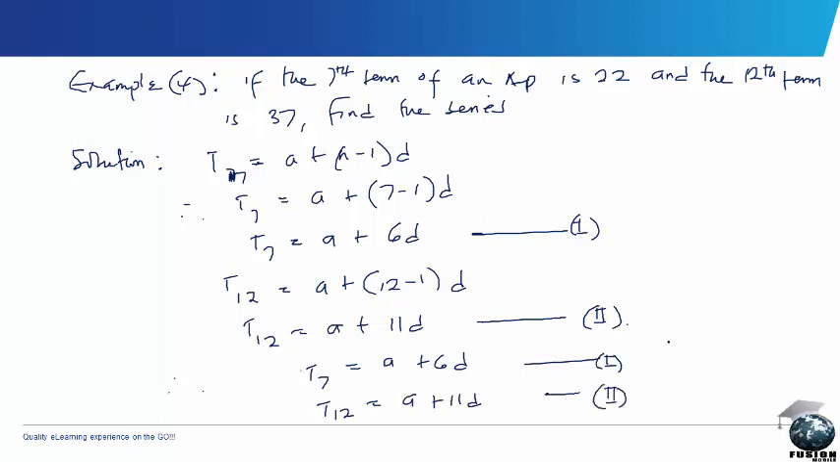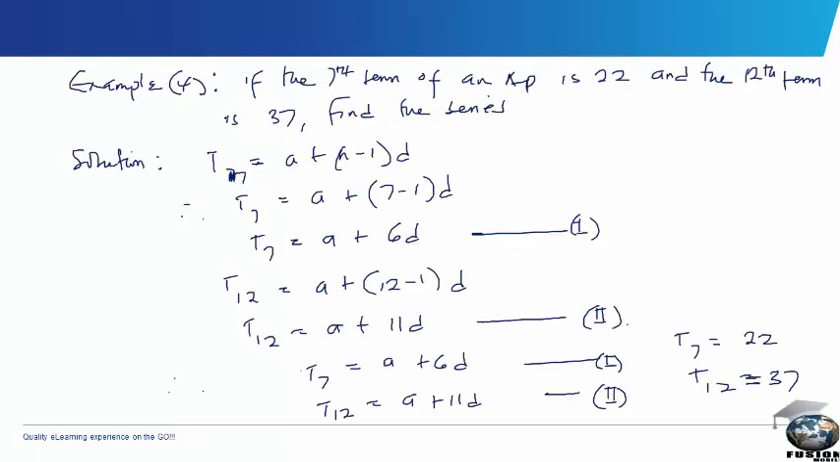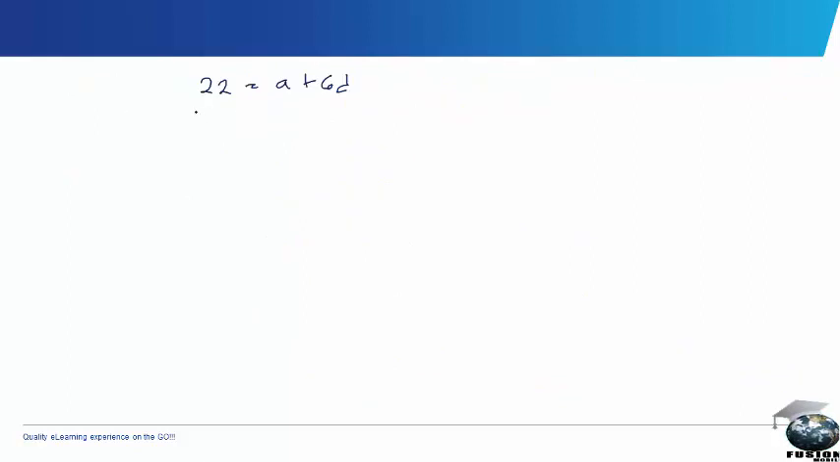But from the question you find out that T7 is equal to 22, and T12 is equal to 37. Look at the question again. So I can rewrite my equations as 22 is equal to a plus 6d, and 37 is equal to a plus 11d. This makes it easier for me to solve simultaneously, either by substitution or by elimination method.